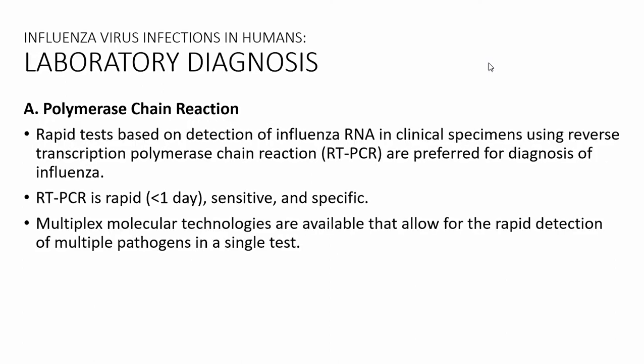For the laboratory diagnosis, we can use the polymerase chain reaction. The rapid test based on detection of influenza RNA in clinical specimens using reverse transcription polymerase chain reaction is preferred for the diagnosis of influenza. So RT-PCR is rapid, sensitive, and specific. Multiplex molecular technologies are available, which allow for the rapid detection of multiple pathogens in a single test.